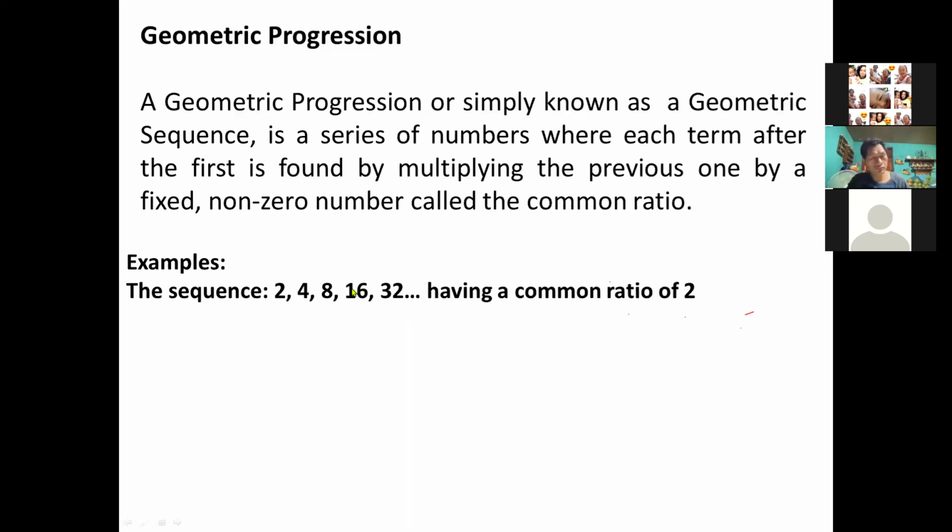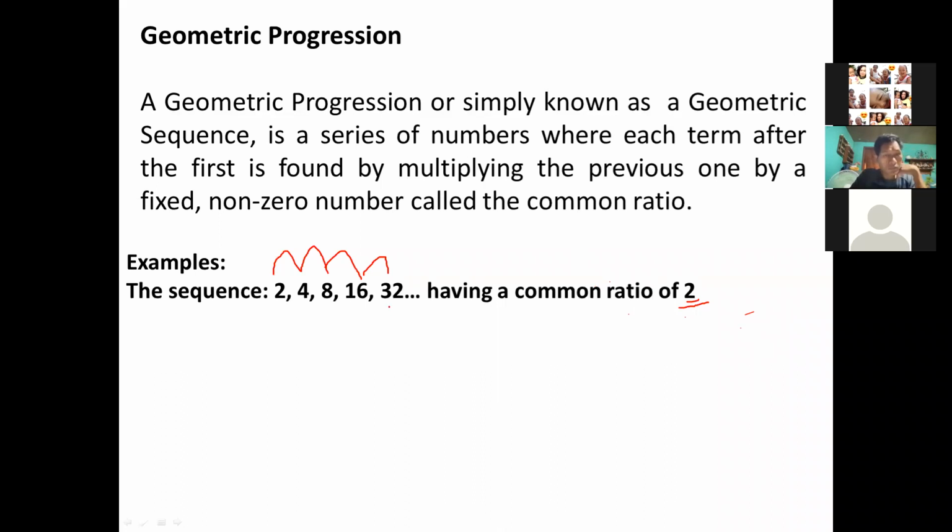32 divided by 16. Ito siya, no? 32 divided by 16, the answer is 2. 16 divided by 8, the answer is 2. 8 divided by 4, the answer is 2. 4 divided by 2, the answer is 2. So they have a common ratio of 2.